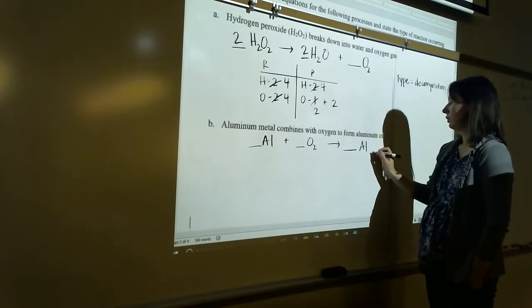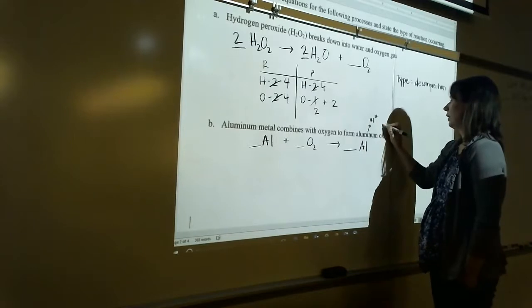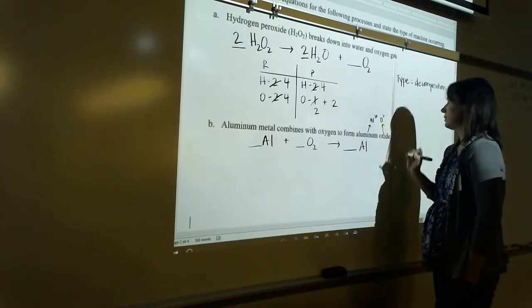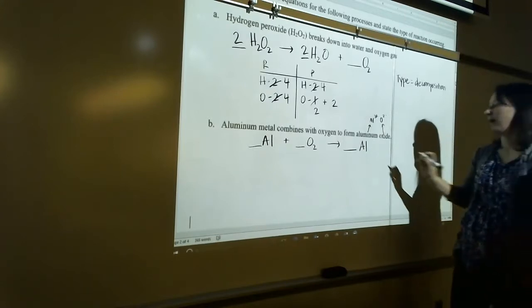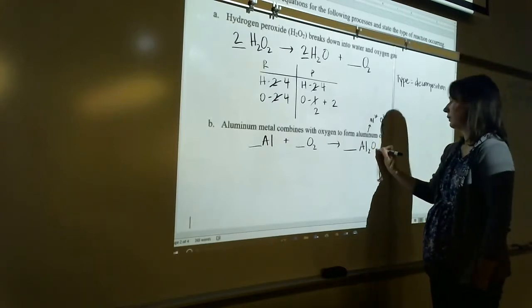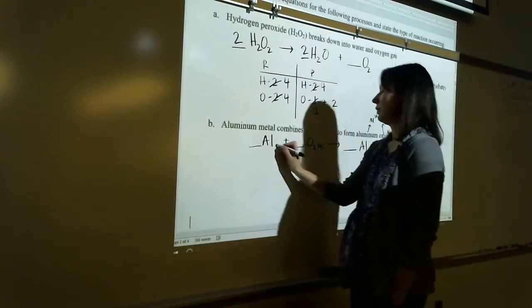Al. Aluminum's Al, 3 plus. Oxide's O2 minus. So what would that be? Al2O3, right. This would be solid. This would be gas. This would be solid.